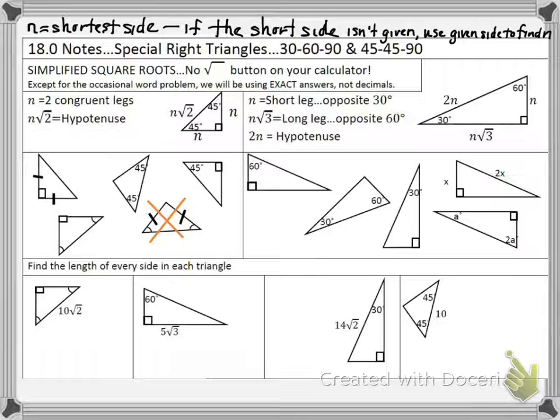The special right triangles, there are two kinds of special right triangles. One is the 30, 60, 90 triangle. One is the 45, 45, 90 triangle. We're looking at the 45, 45, 90 triangle first here.